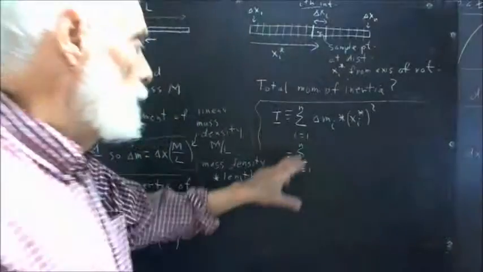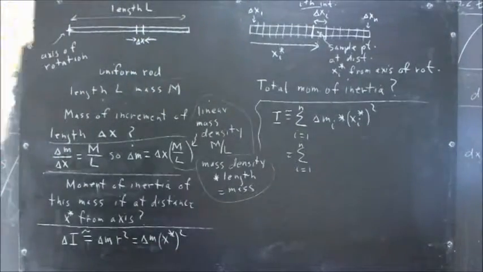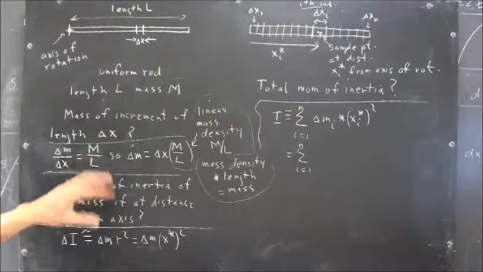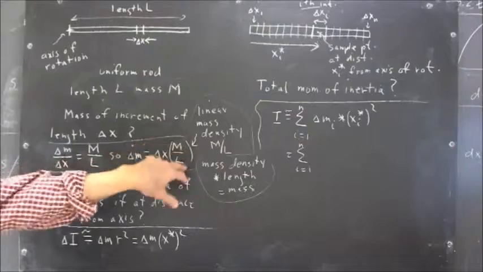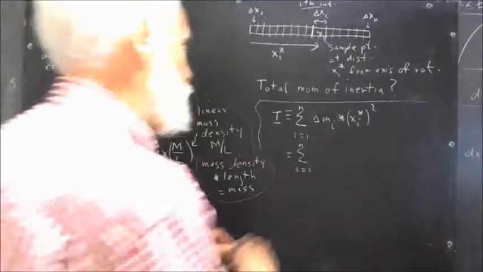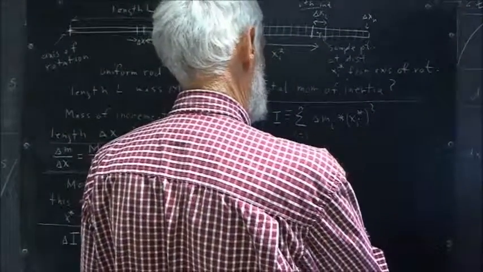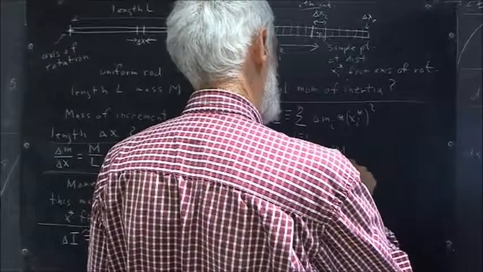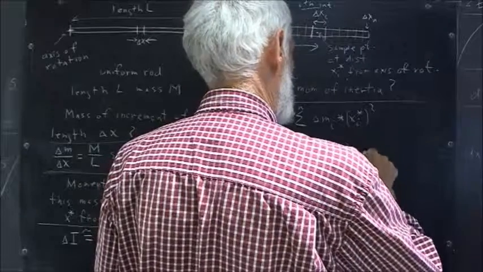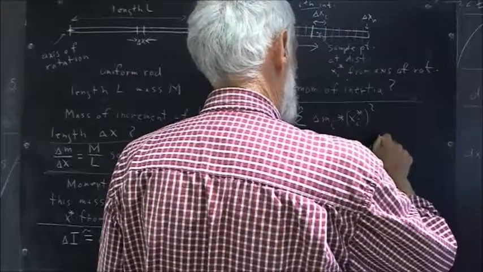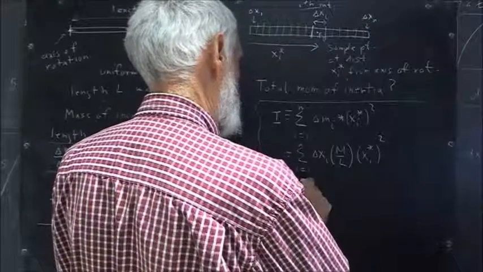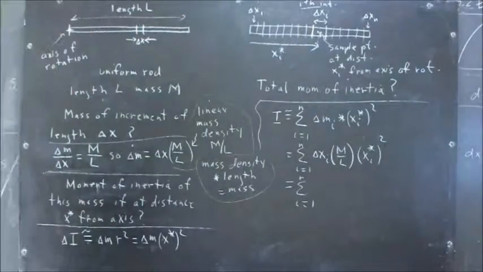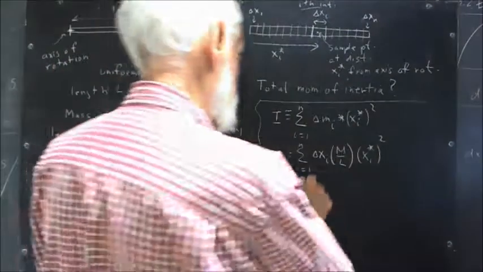So the sum from i equals 1, what's your delta m sub i? Well, your delta m is delta x times m over L. So we have delta xi times m over L times xi star quantity squared. Now you probably suspect it, you probably know it darn well, we're leading up to an integral here.